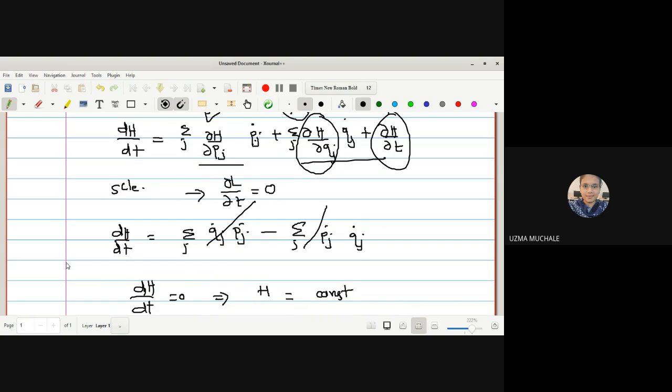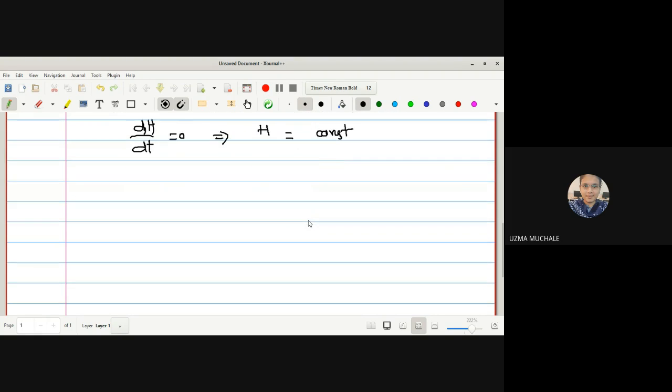What happens in a scleronomic system? Dou L by dou t equals 0, which means that dou h by dou t, that is the last term of this equation, is 0. Now you just have to replace, then plus and minus will get cancelled, and hence h is a constant of motion. Next we want to prove that it is the total energy.